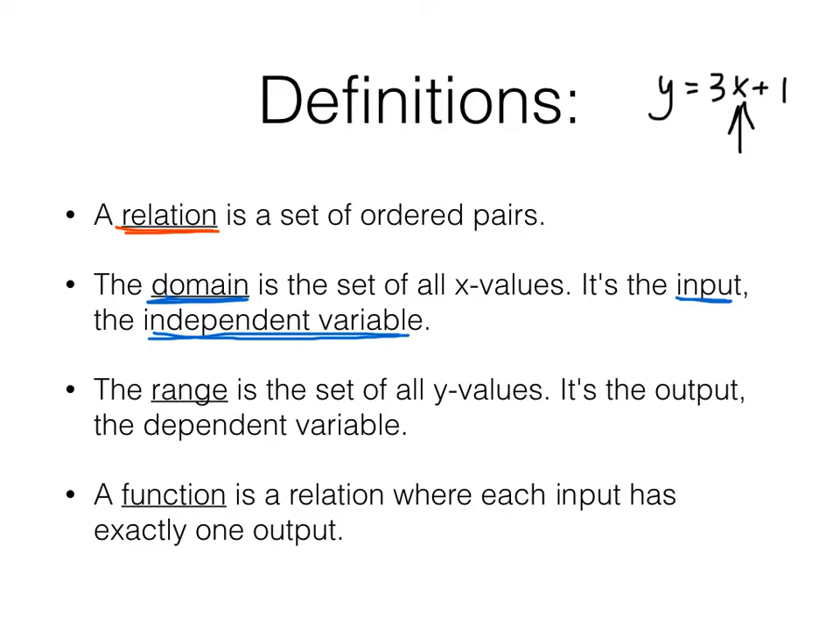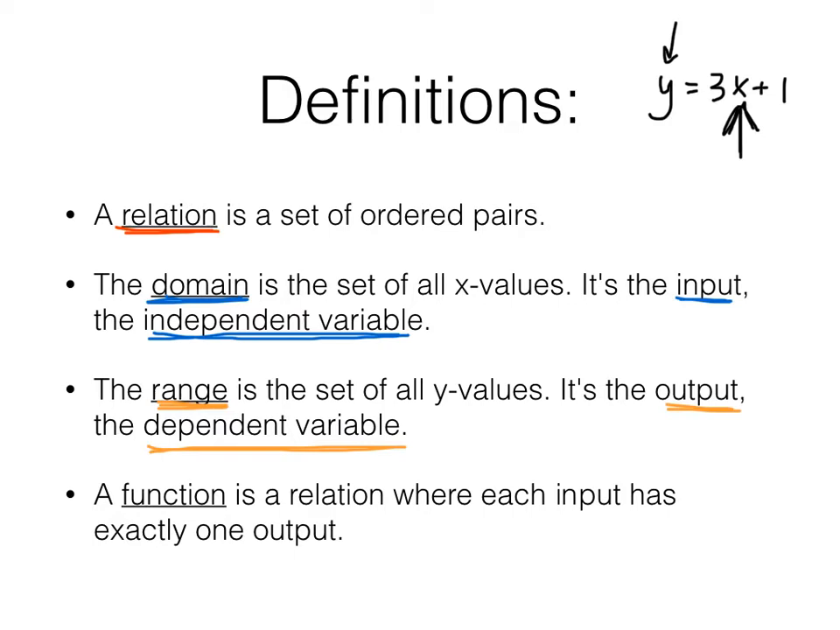Then you have your range, that's your output, that's your dependent variable. Again, going back to our example up here at the top, once you plugged in your x value, your y value was your output. It's what came out. It's what depended on what happened with the x variable, the x value.